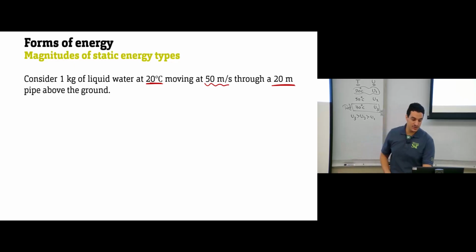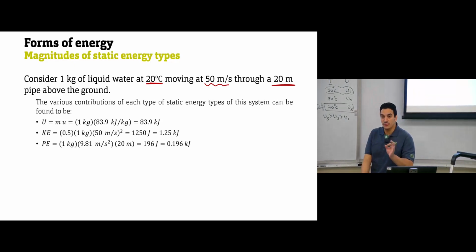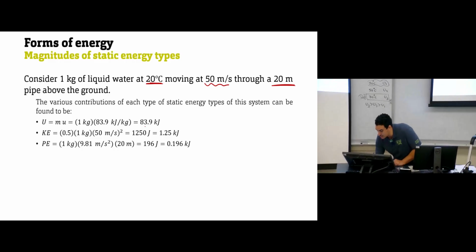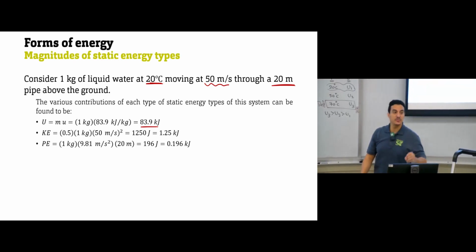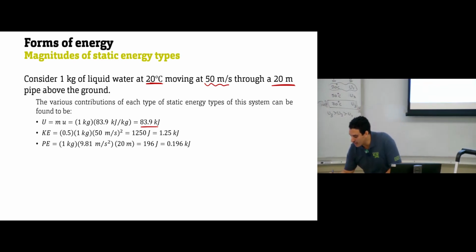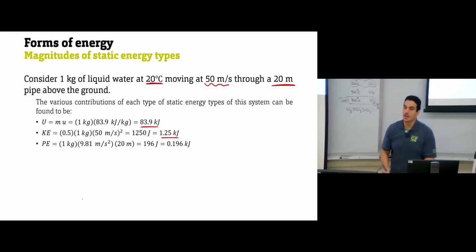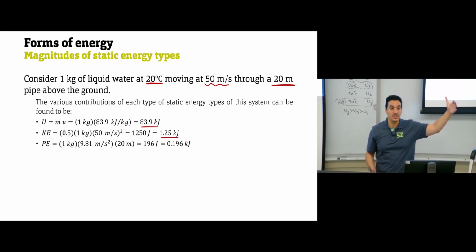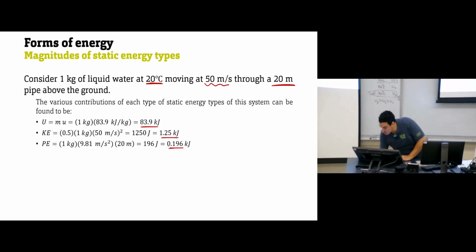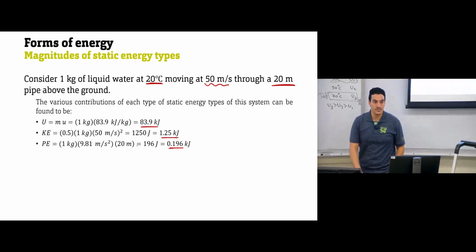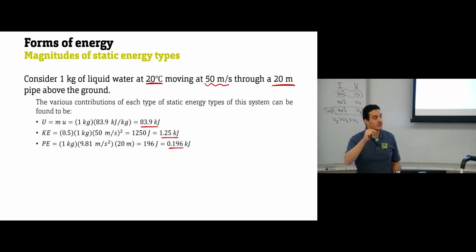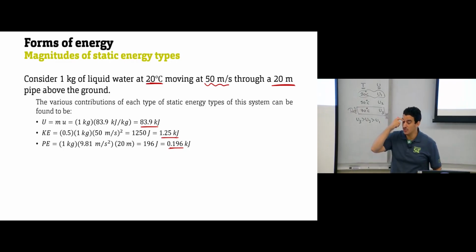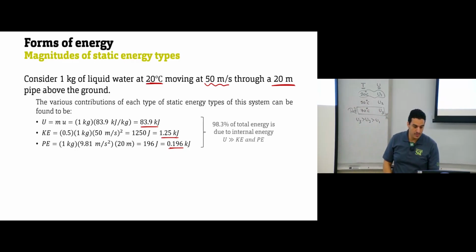But if we calculate these three values, we will find that even at 20 degrees Celsius, the internal energy is 83.9 kilojoules. You are moving at 50 meters per second, a very high velocity, so the kinetic energy is 1.25 kilojoules. You are 20 meters above the ground, which is a high elevation, but the potential energy is 0.196 kilojoules. So even if the temperature is very small, the velocity is very high, and the elevation is very high, the internal energy compared to the kinetic and potential is very huge.